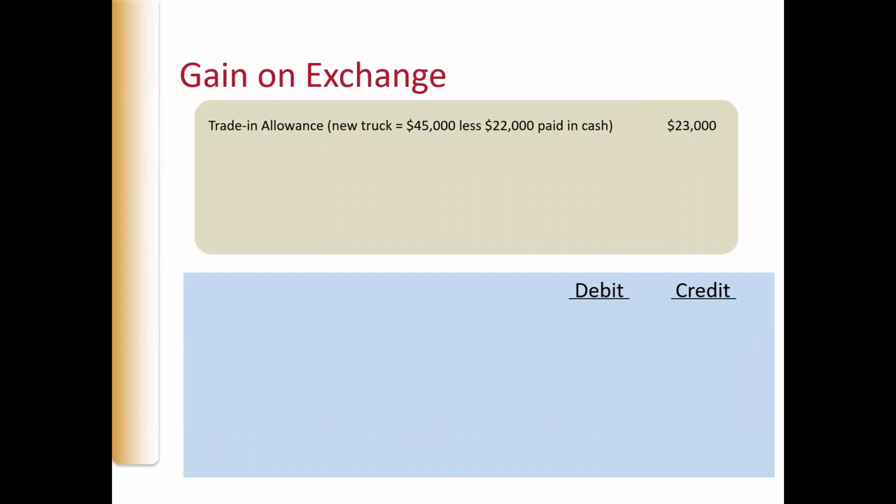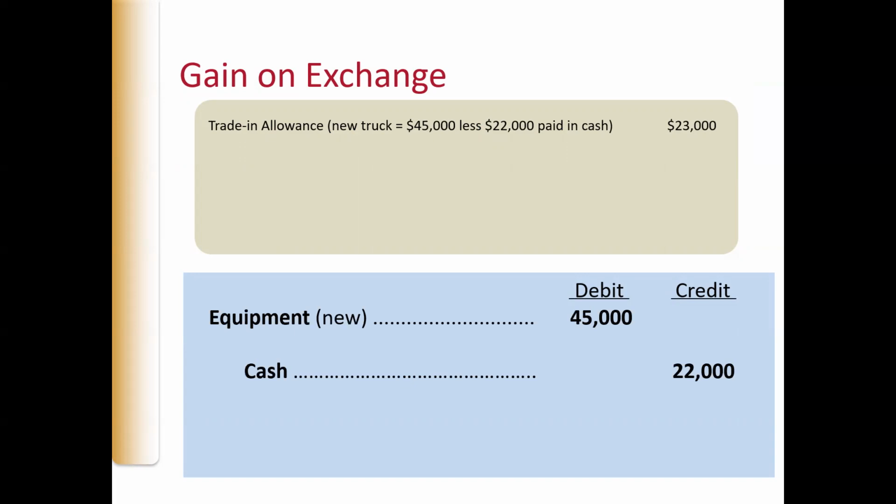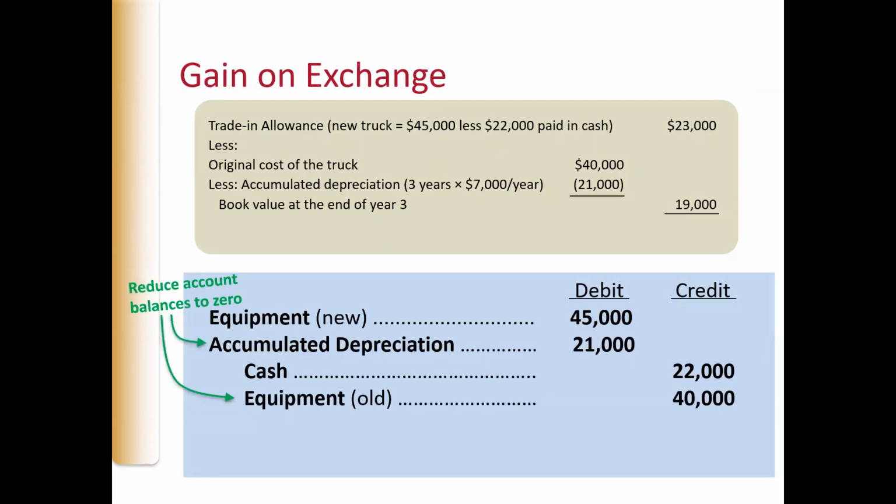So let's now talk about exchanging assets, not selling them, but exchanging them. So here we traded in an old truck for a new truck. Okay, so our new truck is $45,000 and we paid $22,000 in cash. So we've got our trade-in allowance. We take our old truck, minus our accumulated depreciation, to come up with our book value.